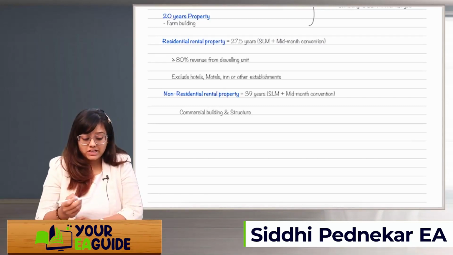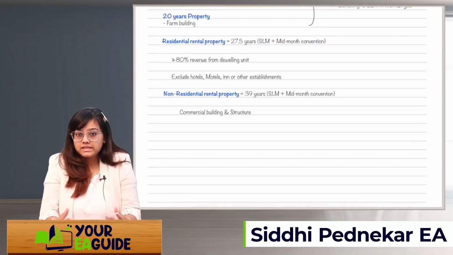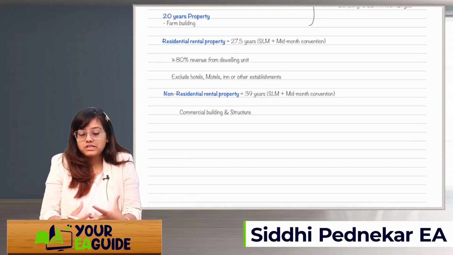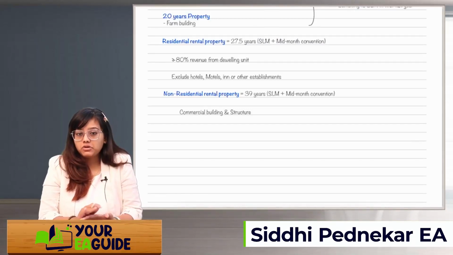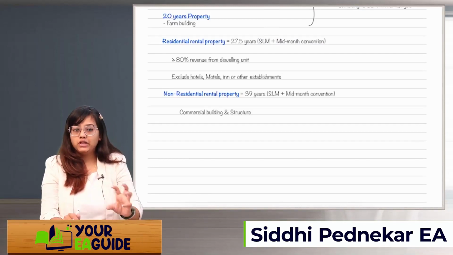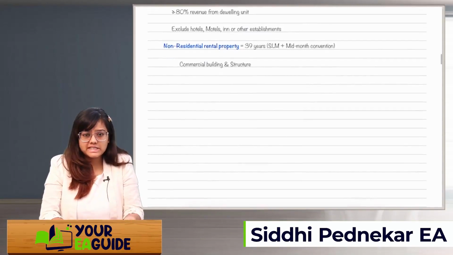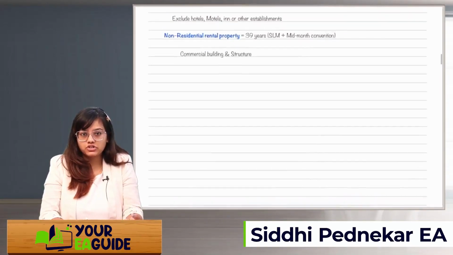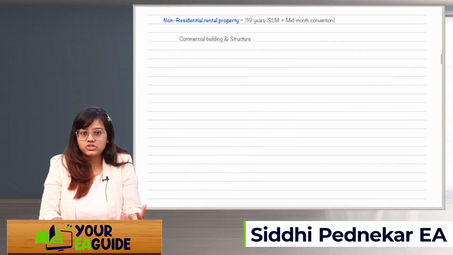Now, what do you mean by residential? If more than 80% of revenue is from dwelling units, like hotels, motels, right, or any establishments which are used for residential purpose, and more than 80% is from those dwelling units, so that is your residential rental property. Non-residential is simply the commercial building and the structures, right, which are used by the offices or rented out to any of the organizations, anything.